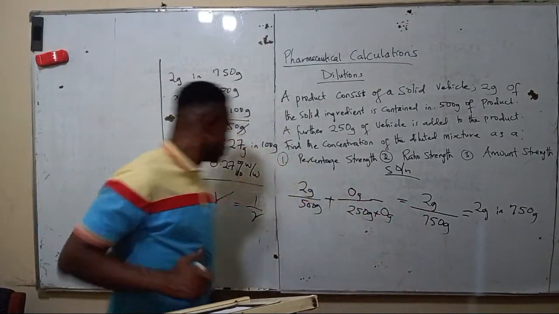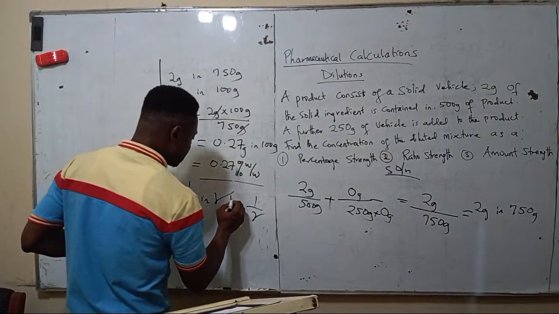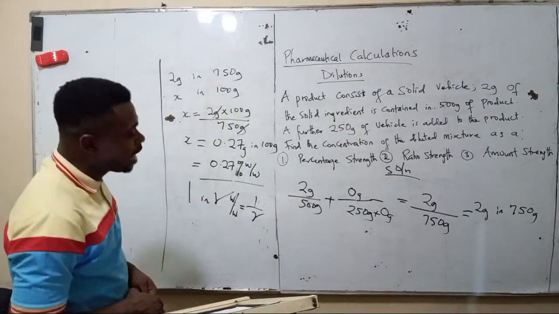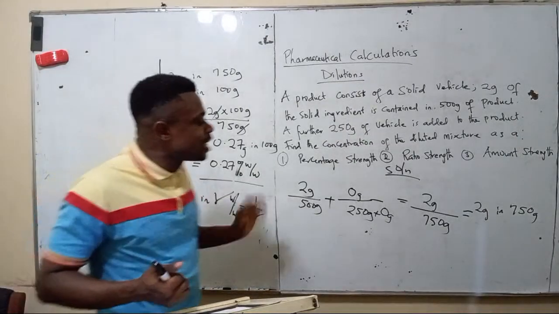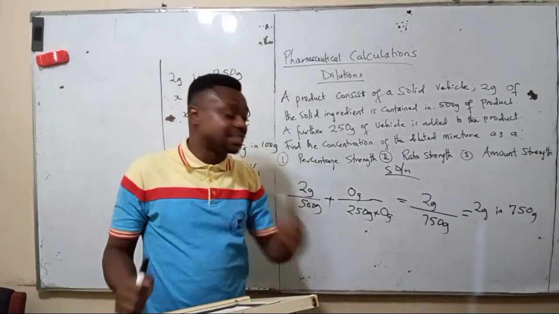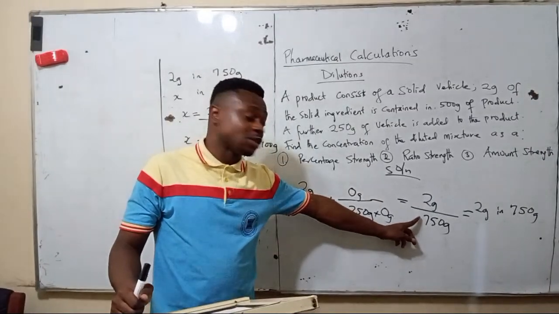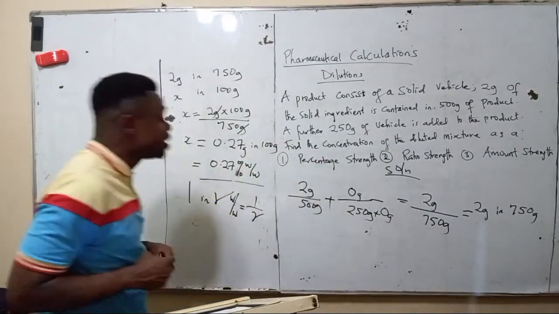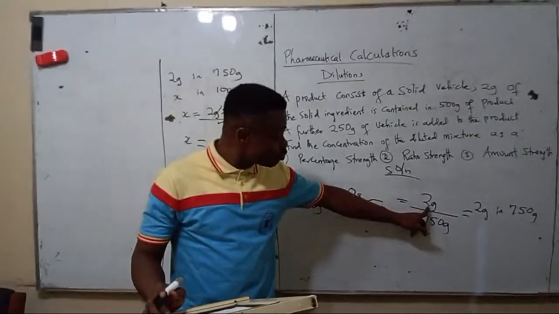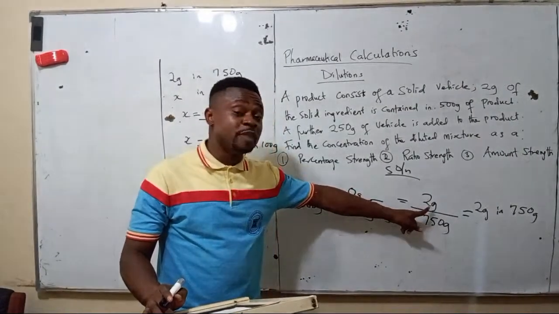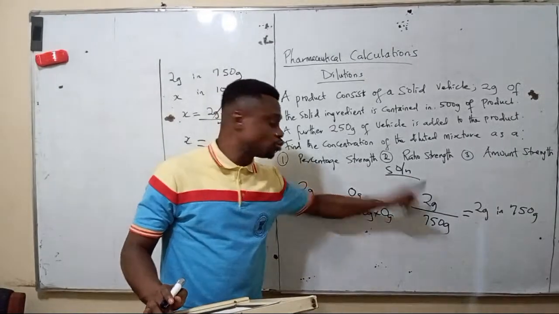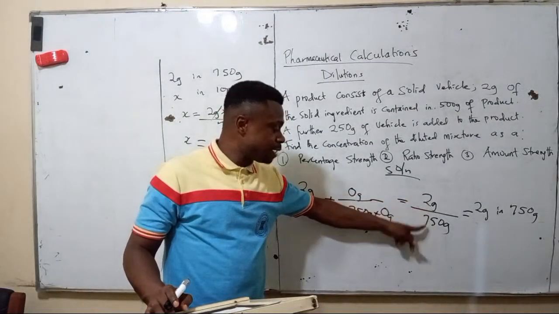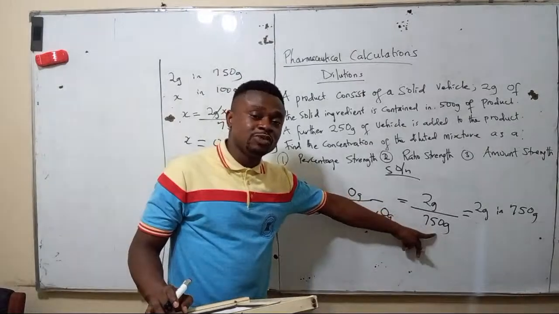Then this gram and gram will turn to weight in weight. In another way, we can simply say we look for the equivalent ratio or fraction of this such that the numerator is 1. Simple. For us to make this 1, we divide both the numerator and the denominator by 2, because 2 divided by 2 is 1 gram. Then 750 divided by 2 is 375 grams.